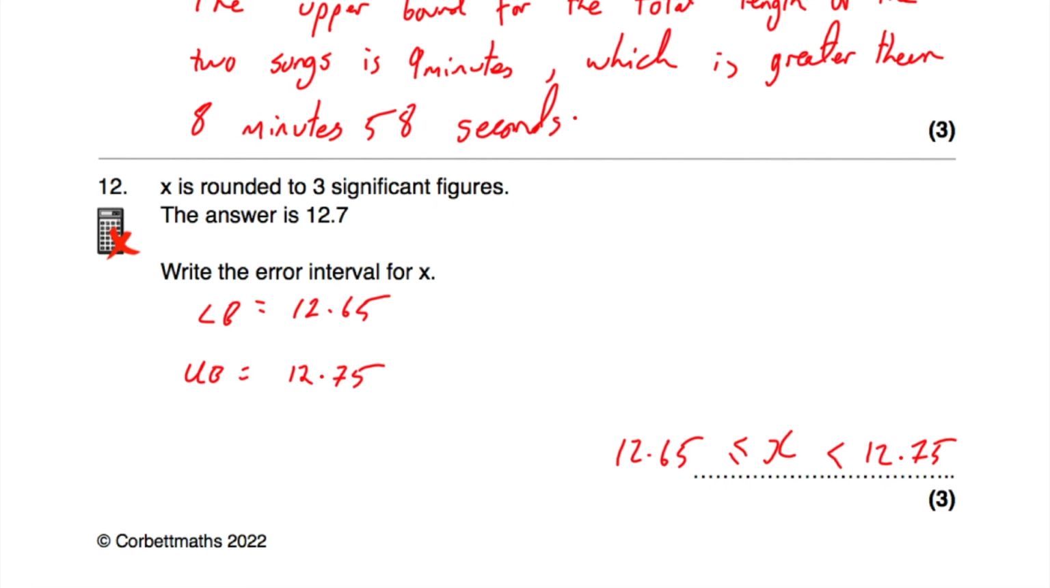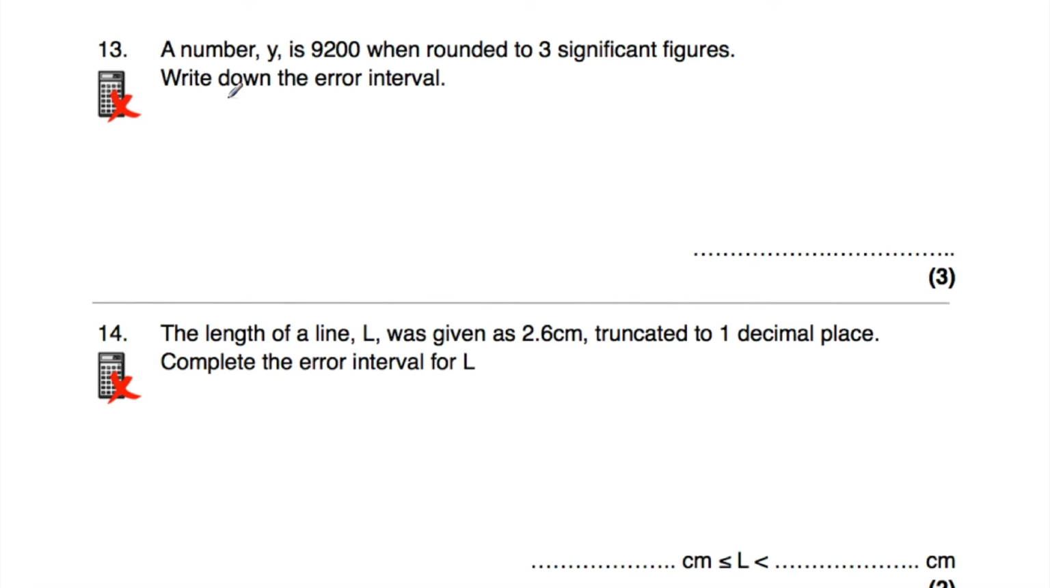Okay, let's look at our next question. Okay, let's have a look at question number 13. So question number 13 says a number y is 9,200 when rounded to 3 significant figures. Write down the error interval. So we've got 9,200 and it's been rounded to 3 significant figures. So that actually means this 0 is significant.